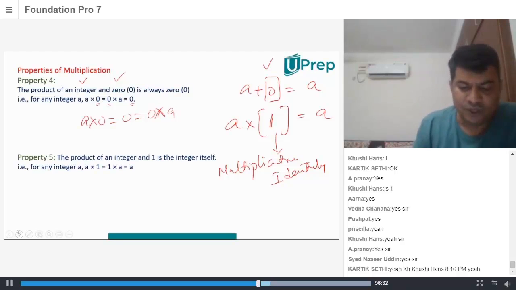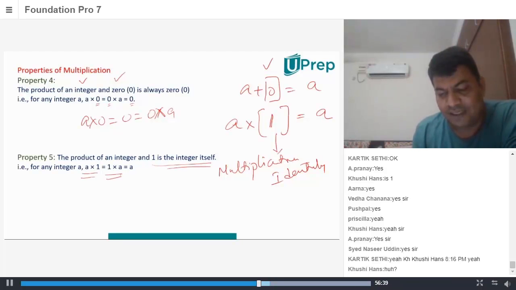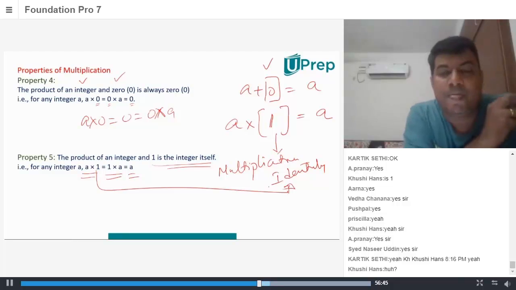Okay, now comes your concept. The product of an integer and 1 is the integer itself. For A into 1, you will get 1 into A, which is equal to A. That is the reason 1 is called your multiplicative identity.